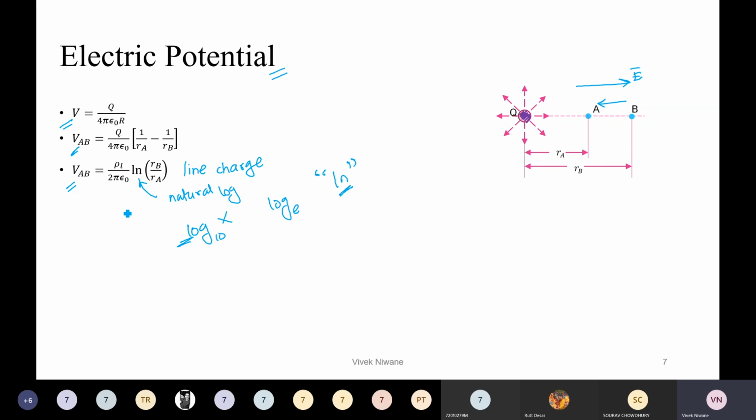So give the heading electric potential and write down these formulae. Have you done with the formulae? Are you done with the formulae? Have you written it down? Great, because we are going to use these formulae while solving the numerical.